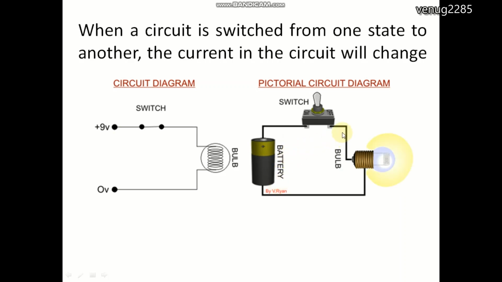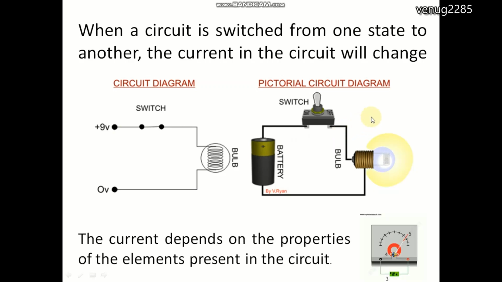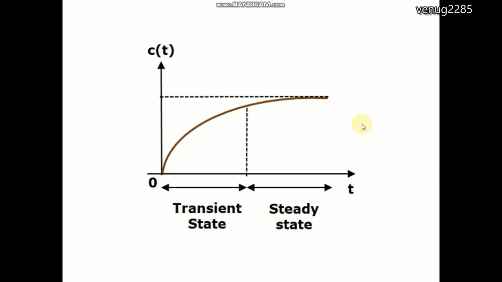The characteristics of current depend upon the elements present in the circuit, that is the passive elements present in the circuit. The passive elements may be a resistor, inductor, or a capacitor. And this is the response of a first order system, that is one energy storing element present in the circuit. Either it may be an inductor or a capacitor.